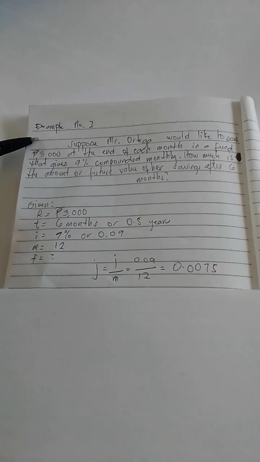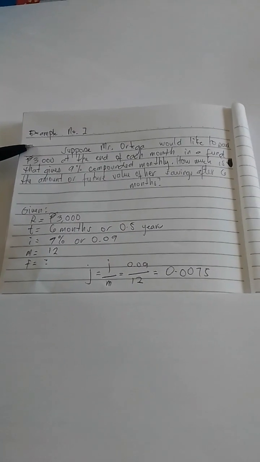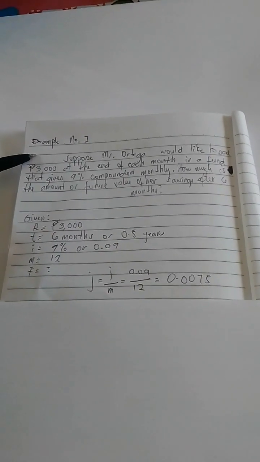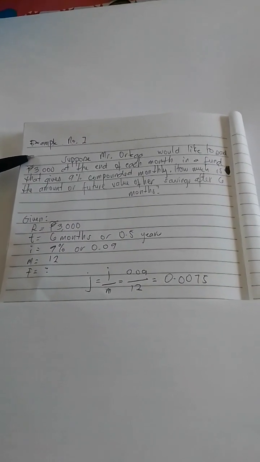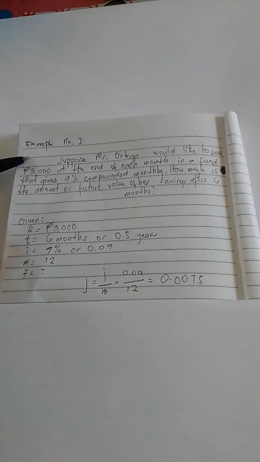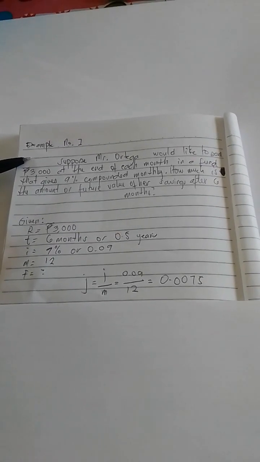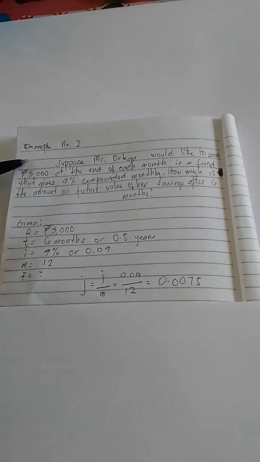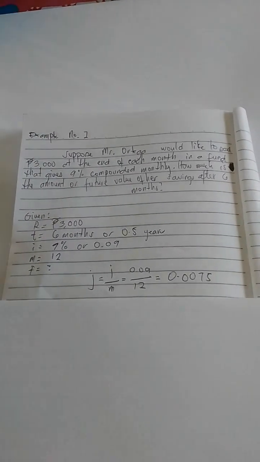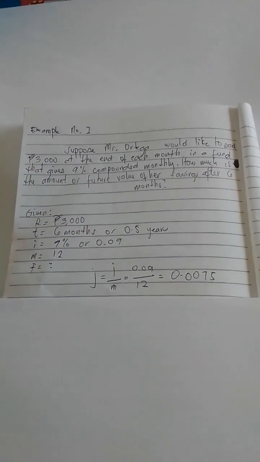So, example number 1. Suppose Mr. Ortega would like to save 3,000 pesos at the end of each month in a fund that gives 9% compounded monthly. How much is the amount or future value of her savings after 6 months? So let's write the given.